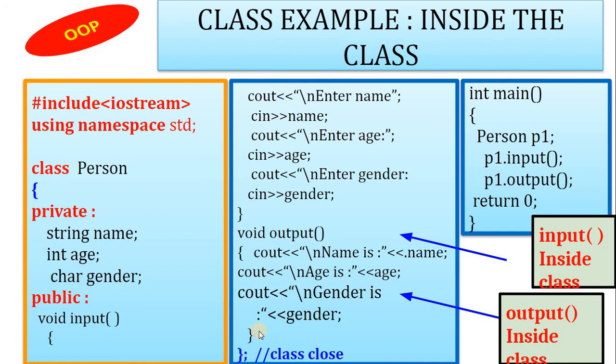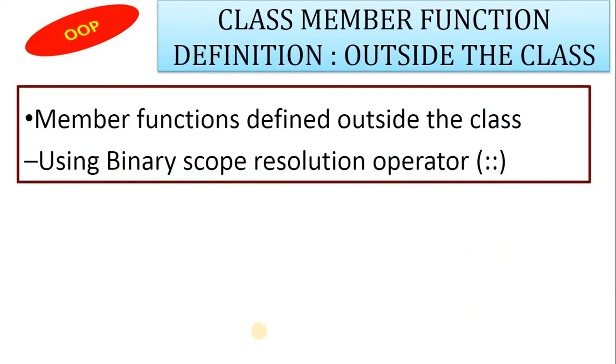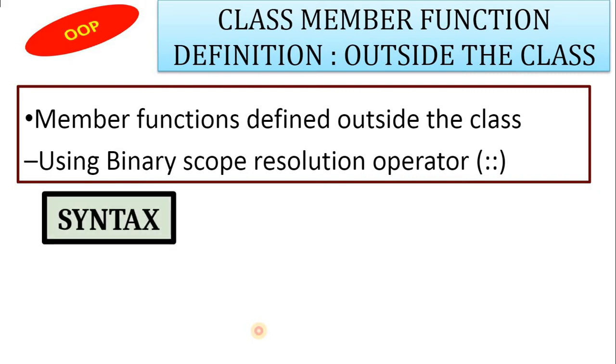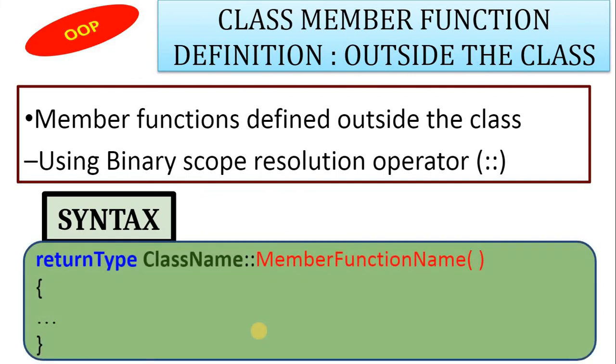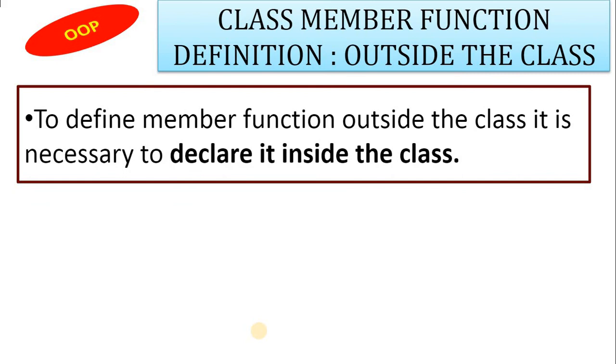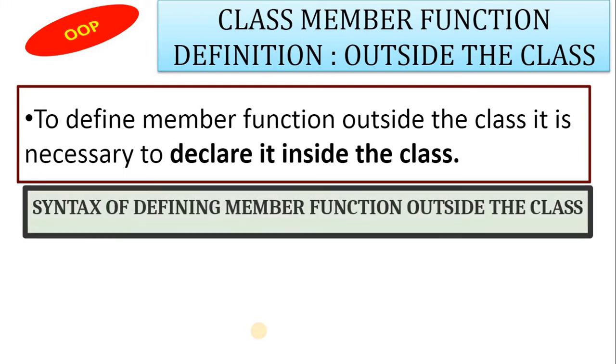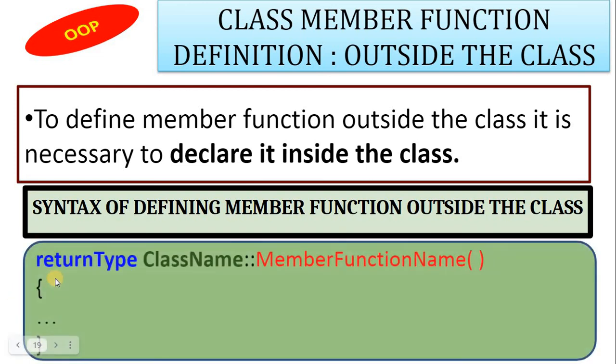Okay. Now, when the member functions have to be defined outside the class, you use the binary scope resolution operator. So, what is the syntax? You have to have the return type, class name, scope resolution operator and member function name. To define any member function outside the class, two things are necessary. First, you have to declare that function inside the class. Inside the class you need to declare it, and outside the class you need to define it. To define this member function outside the class, as already discussed, you have to write the return type, class name, scope resolution operator and member function name.